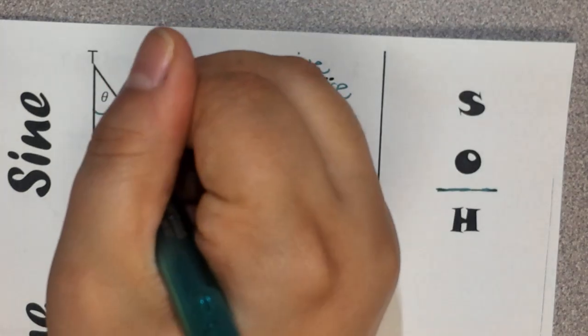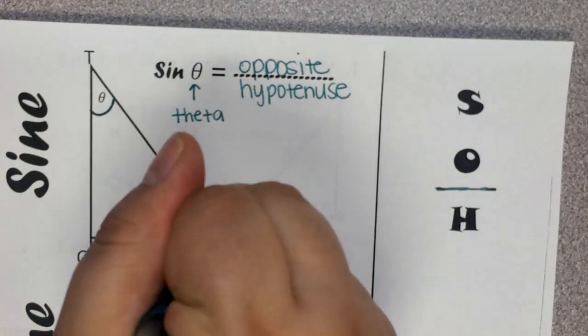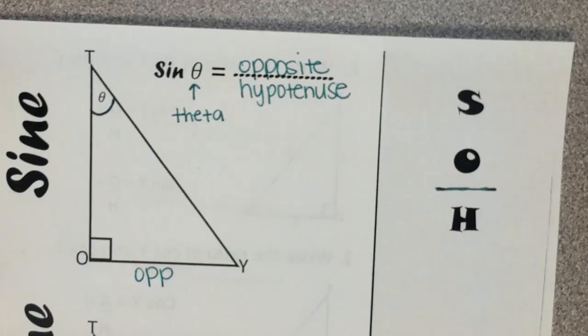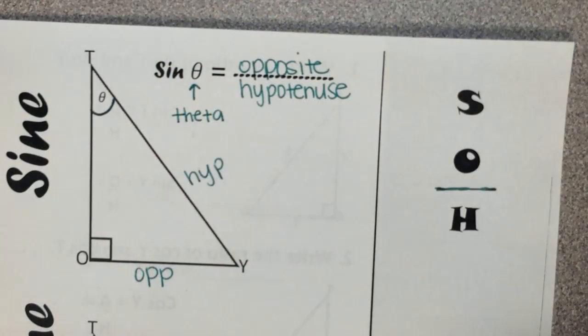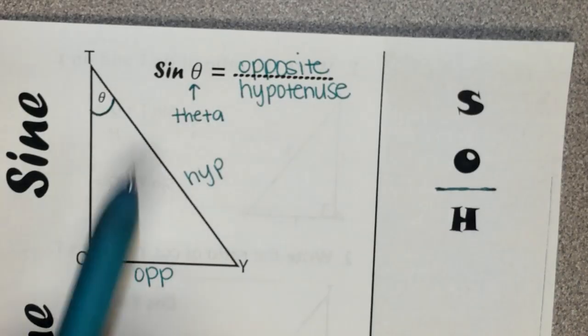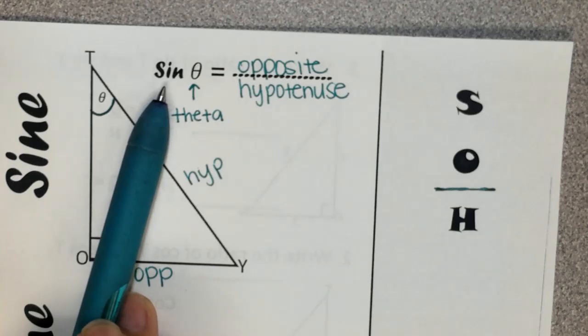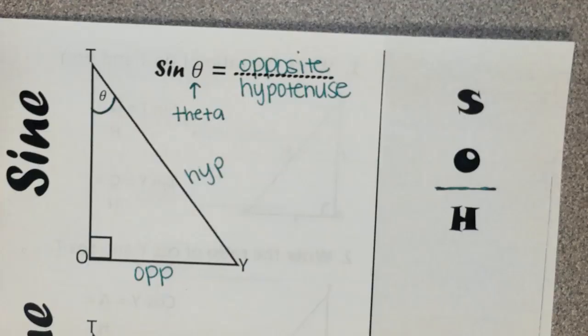Everybody look at theta in this triangle. What side is opposite of that theta? OY is opposite. Please label. That is the first thing you are going to do on any problem, is you are going to label. Where is my hypotenuse? TY, across from the 90. What questions do I have? What does this mean? Sine. Opposite over hypotenuse.